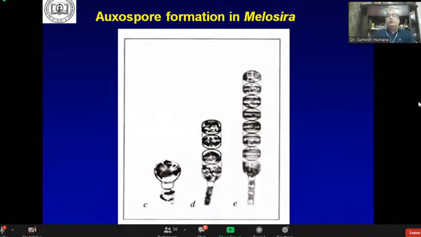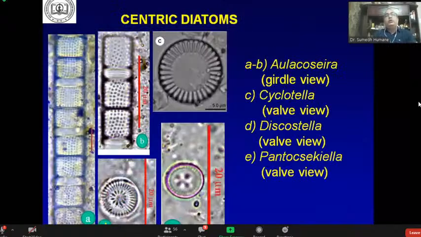Now we'll talk about how these diatoms look. You can see the centric diatoms. Centric diatoms are mostly circular, but if you see this species, Aulacoseira, here you can see that it is present in the girdle view. Majority of the time it is present in the girdle view. If you see the valvar view, you can see its circular pattern. It has the striae arranged in a line, or it may be zigzag in nature as well.